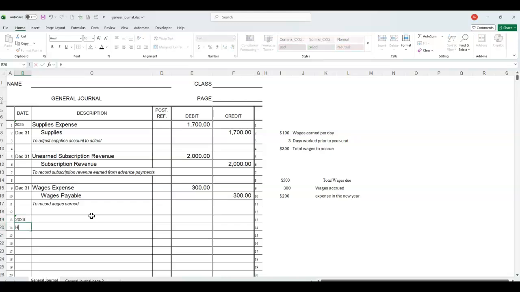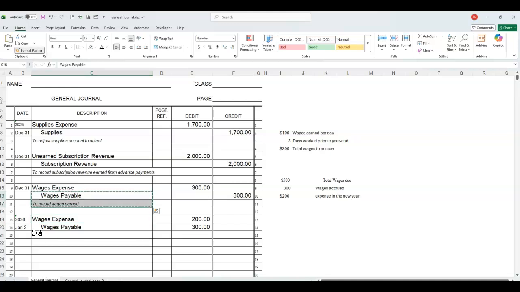2026. We would debit wages expense only for the expense in the new year. We would debit wages payable for the wages that we had accrued last year. And then we would credit cash for the payment.